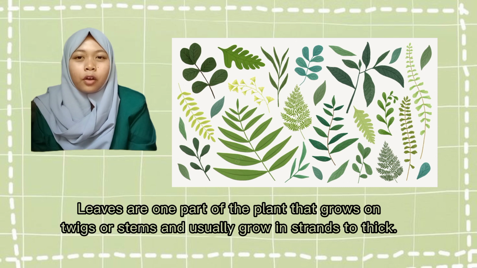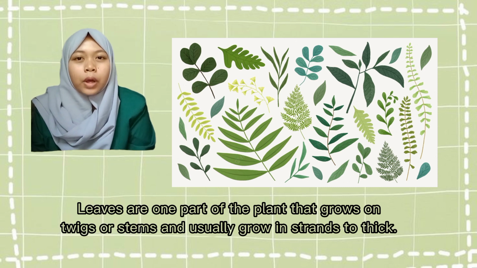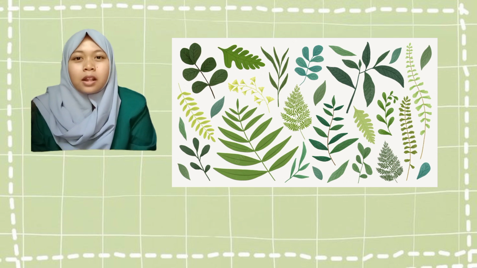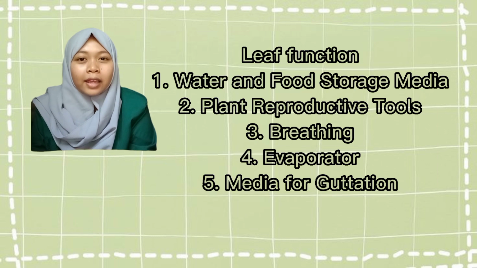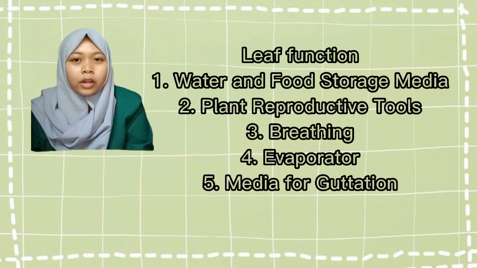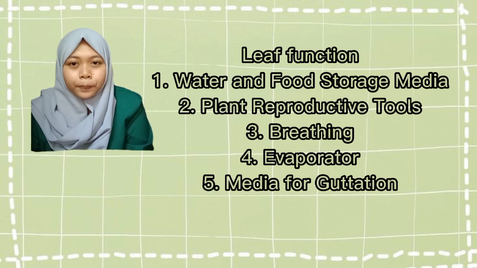The third part of the tree is the leaf. Leaves are one part of the plant that grows on twigs and stems and usually grow thin to thick. Leaf function: 1. Water and food storage media. 2. Plant reproductive tools. 3. Breathing. 4. Evaporator. 5. Media for guttation.